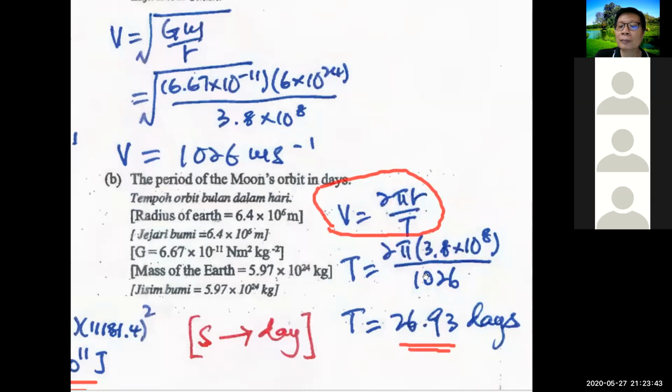Once again, when you calculate here, you don't get this answer straight away. You get the answer in seconds, so remember to change seconds to days. Divide by 3,600, then divide by 24. Remember, 1 day is 24 hours, 1 hour is 60 minutes, 1 minute is 60 seconds. So divide by 3,600 and once again divide by 24. Then you get the days.